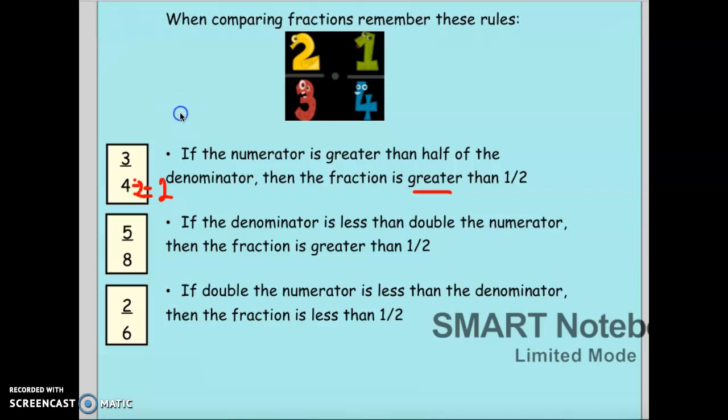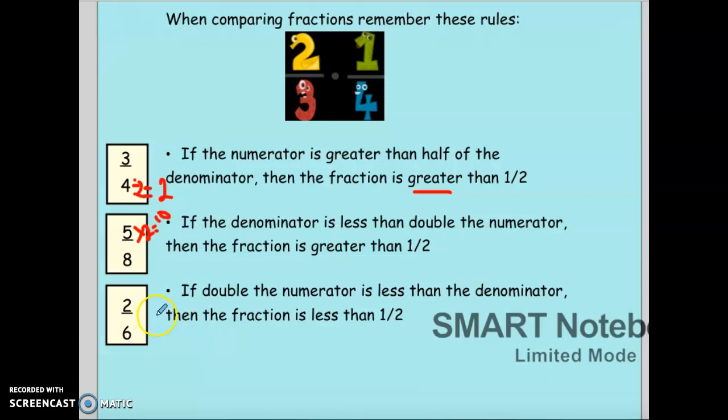The second helpful rule is if the denominator is less than double the numerator, then the fraction is greater than 1/2. So the denominator, 8, needs to be less than the numerator doubled. So 5 times 2 is 10. 8 is less than 10, therefore 5/8 is greater than 1/2.